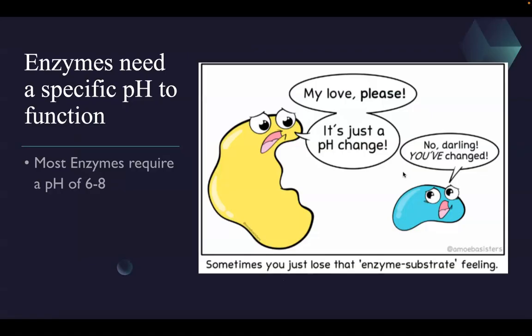Also, enzymes need a specific pH. So we can't just have a super acidic pH or have our pH be off and enzymes stay the shape that they are. If you change the pH too much, the shape of your enzyme will change. And if you remember, all of our binding is based on shape. So if you change the shape of your enzyme, now your substrate is not going to bind to it. Here you can see it says, my love, please, it's just a pH change. And there the substrate is saying, no, darling, you've changed. This is a great example because if you change the shape of your enzyme, it makes your substrate unable to bind to it.